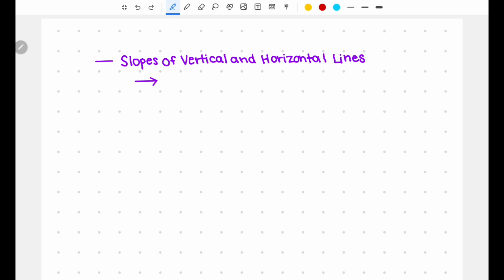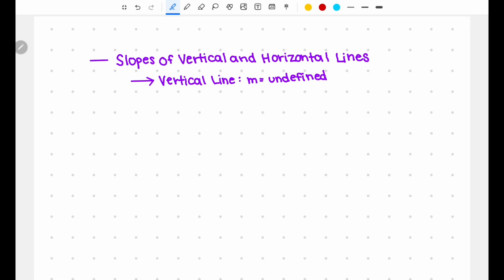The other thing to know about slopes is the slopes of vertical and horizontal lines. Whenever there's a vertical line, m is always undefined. Why? Let's check it out. We have this vertical line here. We're going to take 2 points, this point and this point, and we're going to solve for their slope.